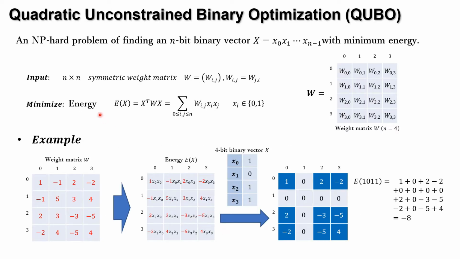First, I'd like to talk about QUBO. QUBO is an NP hard problem. An input of QUBO is given by an n-symmetric matrix W called a weight matrix, and the goal of QUBO is to finding an n-bit binary vector that minimizes this function. For example, if we have this weight matrix and we set a vector as 1, 0, 1, 1, the value of the energy is -8. This value is the sum of the element highlighted in blue in the matrix.